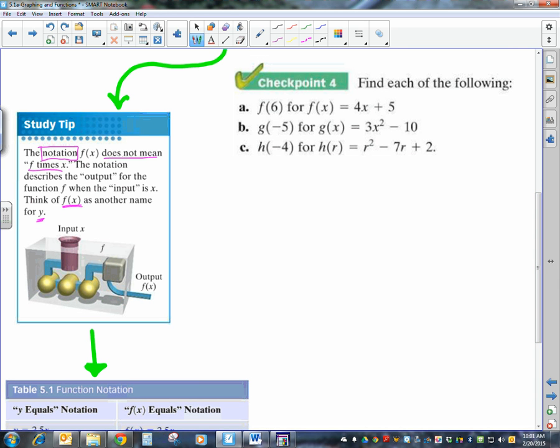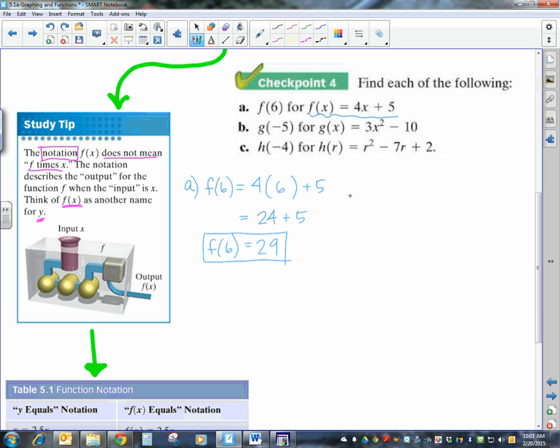First off, we got f of 6. So this is A, and I'm going to calculate f of 6 for f of x equals 4x plus 5. So my suggestion would be to write that, but instead of writing x, put parentheses. And whatever you had for parentheses, you're going to put that in. So 4 times 6 plus 5. 4 times 6 is 24 plus 5. So f of 6 equals 29. That's how you write your answer. Don't just give me 29. Tell me that f of 6 equals 29.